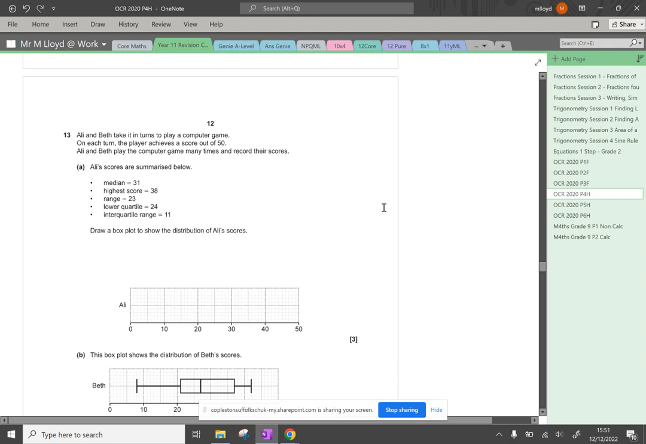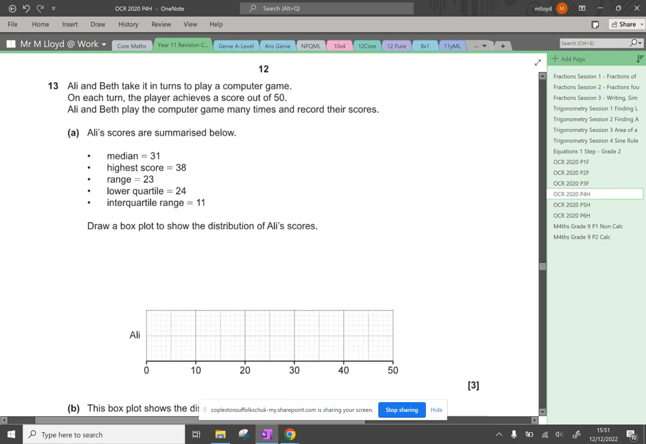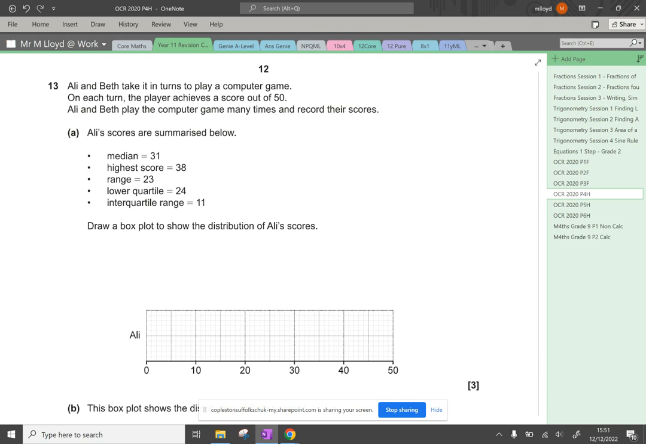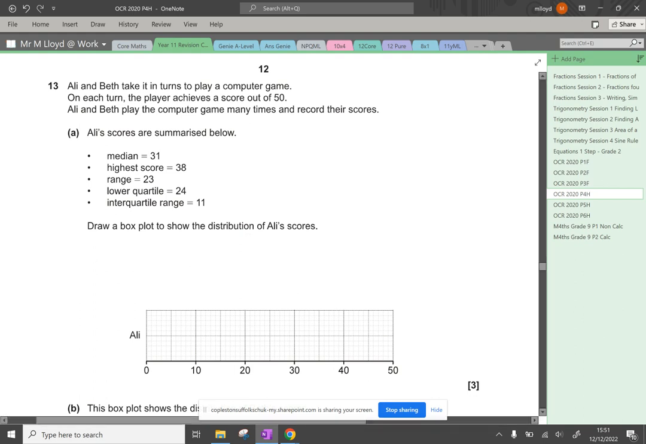Hello, so going from question 13 today. Ali and Beth take it in turns to play a computer game. On each turn, the player achieves a score out of 50. Ali and Beth play the computer game many times and record their scores. Ali's scores are summarized below. So we've got a median, a high score, a range, a lower quartile, and an interquartile range.